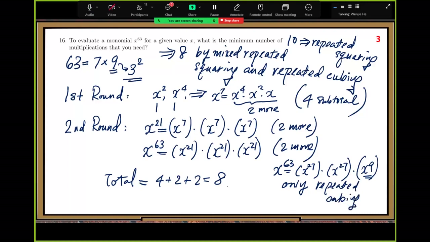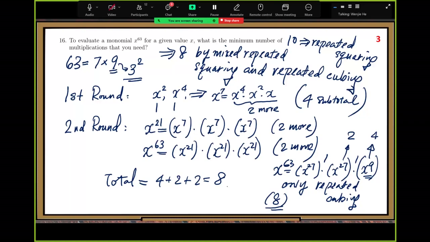So think about this. You need a 4, and from x to the 9 to 27, then you need one more. Oh, you need a 7, because you need a cube operation. Cube operation, you need 2 more. Then 1, 1. So the total is also 8. This way, the total is also 8.